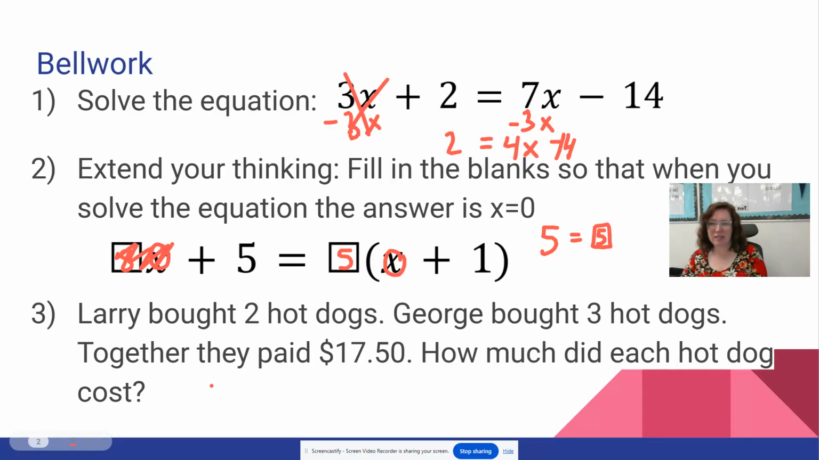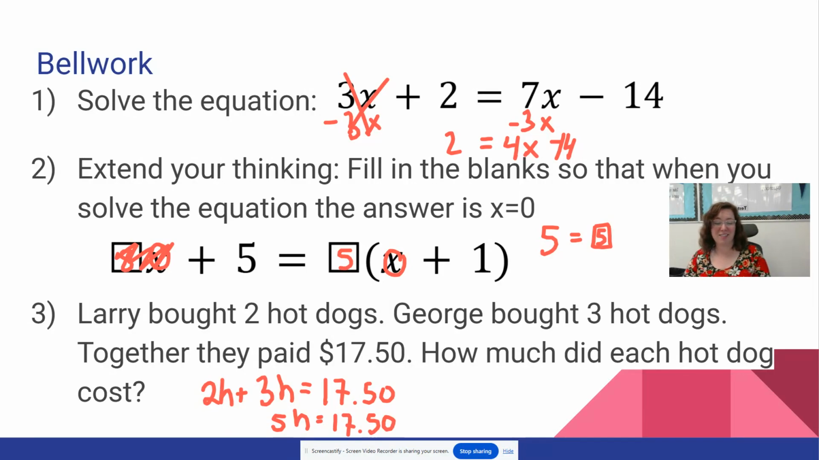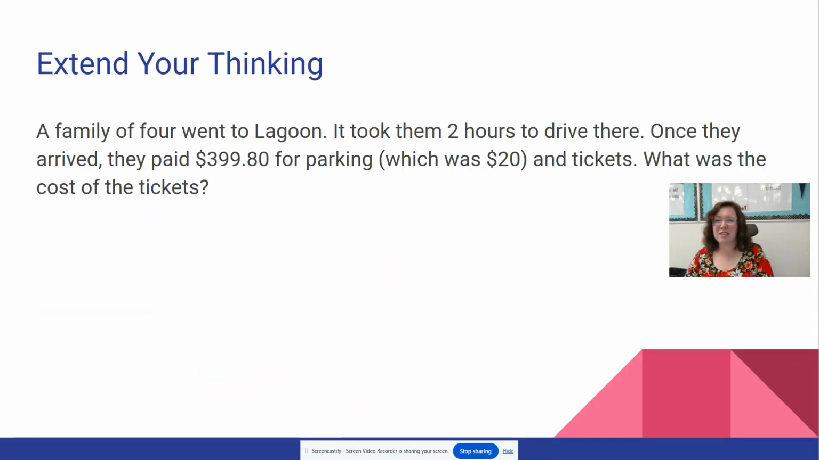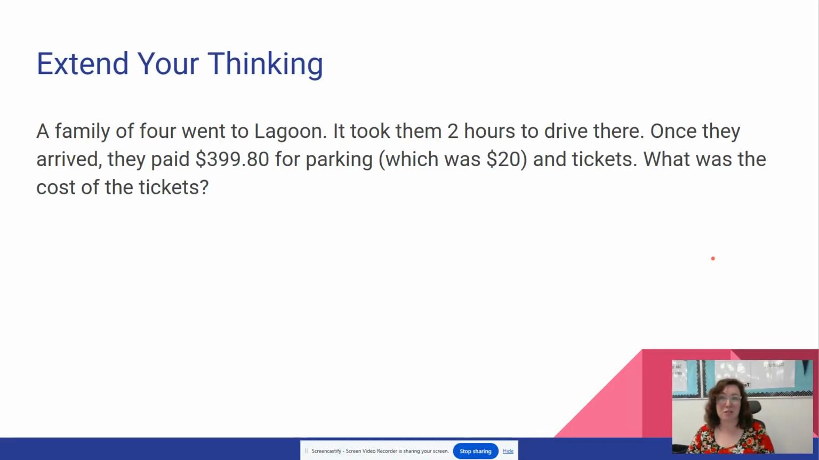But what we could say is 2 hot dogs plus 3 hot dogs altogether equals $17.50. That's just combined like terms. 2h plus 3h is 5h equals $17.50. Divide both sides by 5. Okay, then we get into groups because I'm going to give you some challenge questions, a little bit like that last one on the bell work, except more difficult.